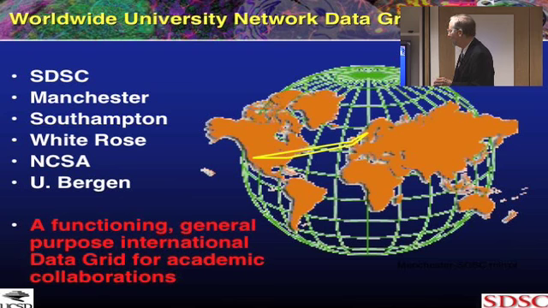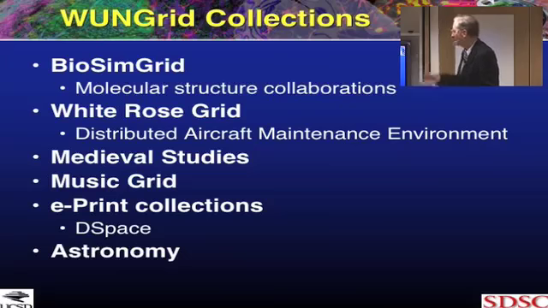So this is the Worldwide University Network Data Grid. Participants are here mainly in the UK, but it involves sites in Europe and the US. And the goal is a data grid that spans all those sites to promote research and collaboration in a variety of disciplines, whether it's in biology, distributed data management, or data analysis, medieval manuscripts, etc.